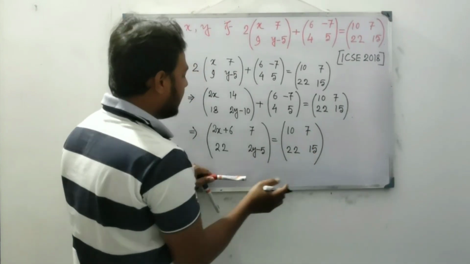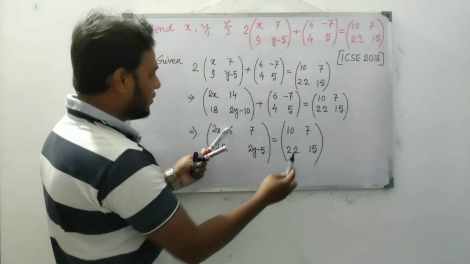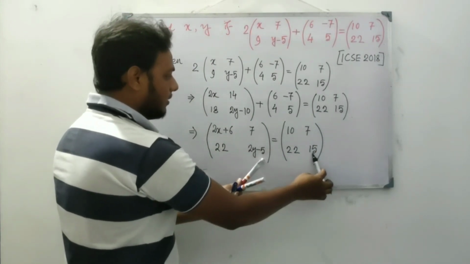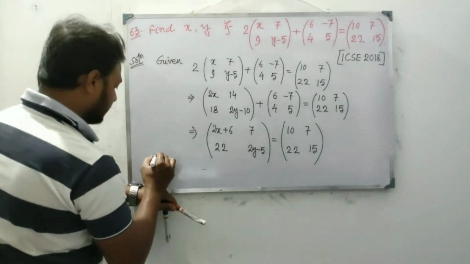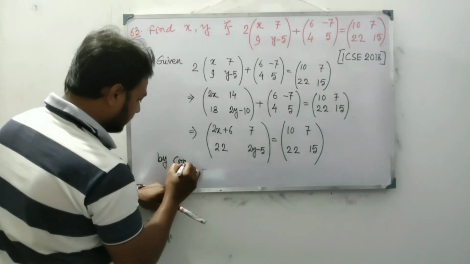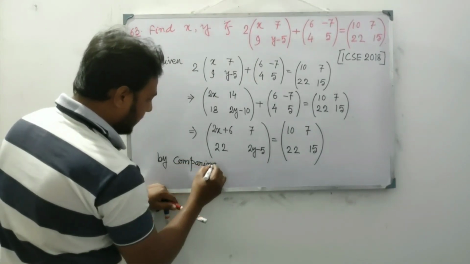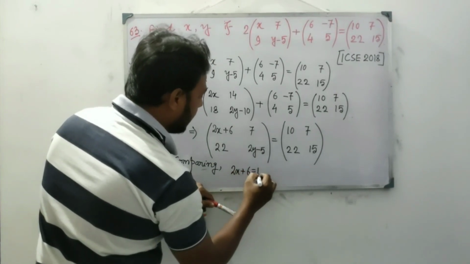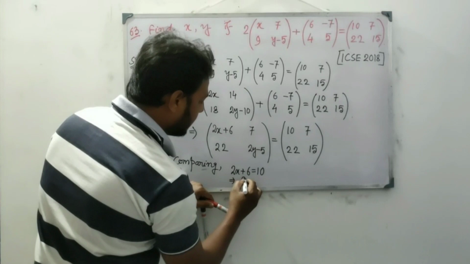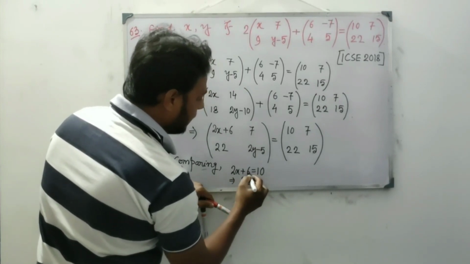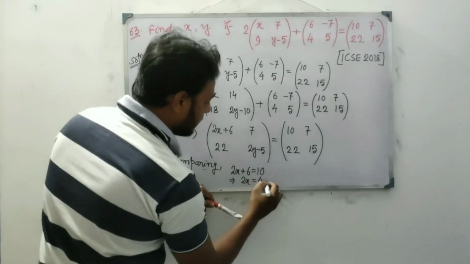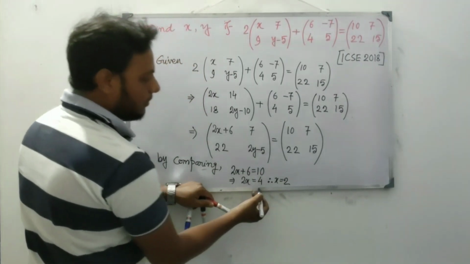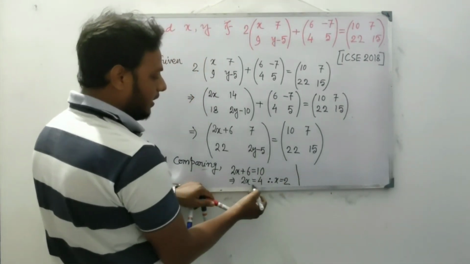Now compare the corresponding entries. The first position is equal, the second already equal, the third already equal, so the fourth equal. So by comparing, 2x plus 6 equals to 10. Okay, implies that 2x equals to, if we move this 6 to the other side, then it will be 4. Therefore, x equals to 4 divided by 2, by dividing by 2.